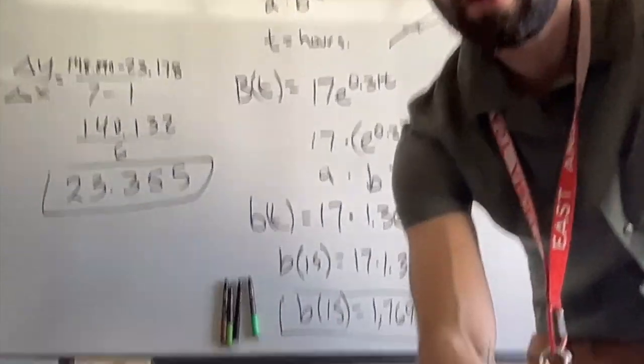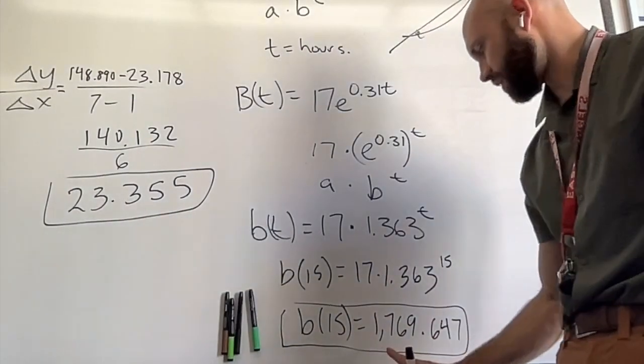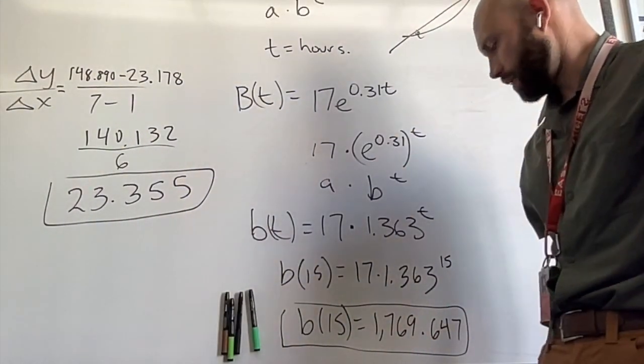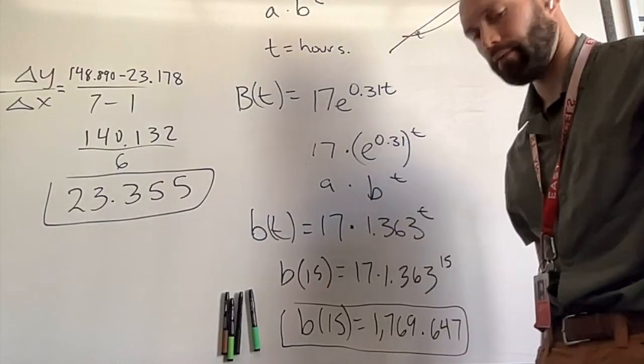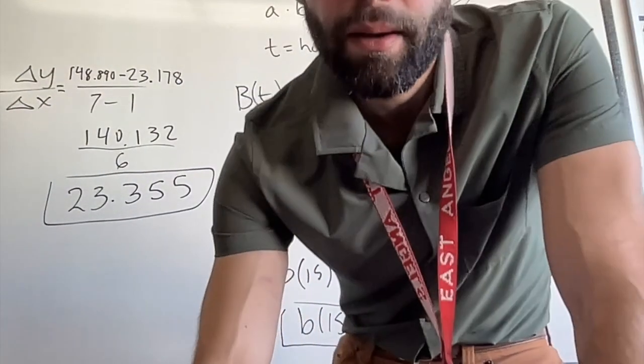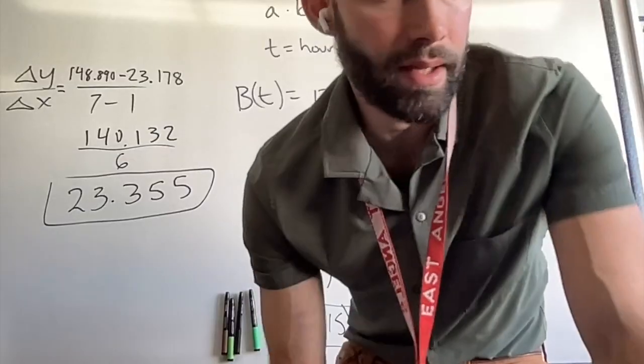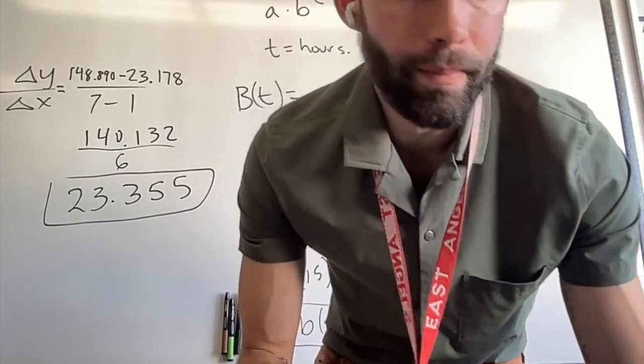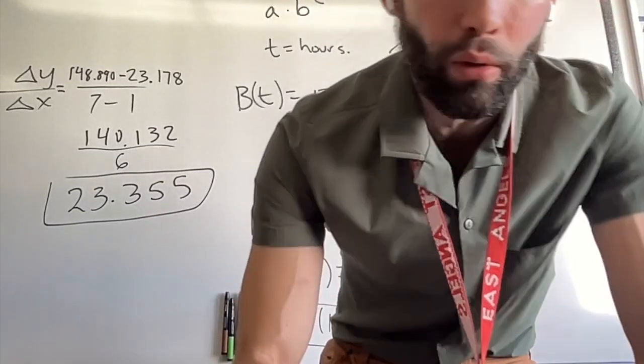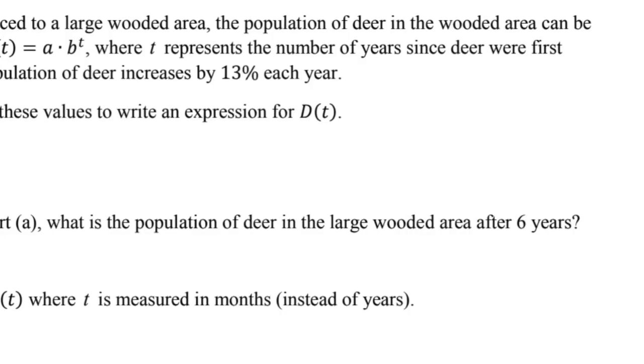All right, everybody, take a look. The answer here was 1,769 and 647 thousandths. Depending on your rounding, you might have been slightly different. But let's go now to example 5, which I'll put on the screen here.